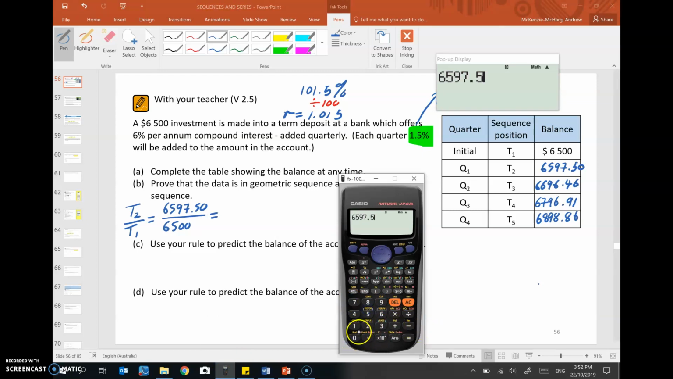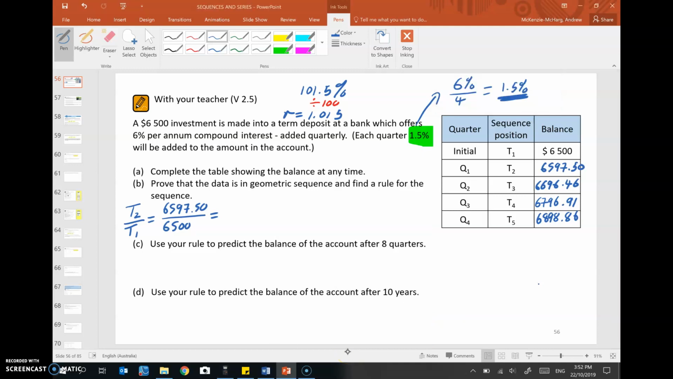6,597.50 divided by 6,500 gives 1.015. Now let's do term 3 over term 2. So 6,696.46 over 6,597.50.